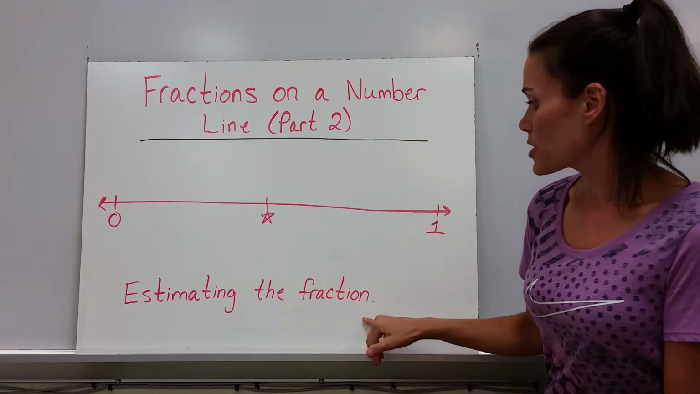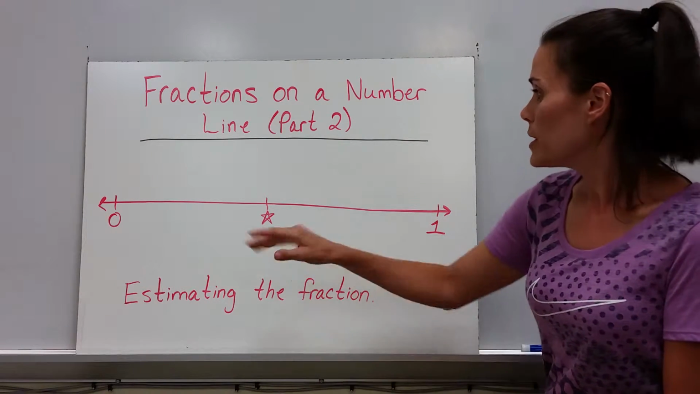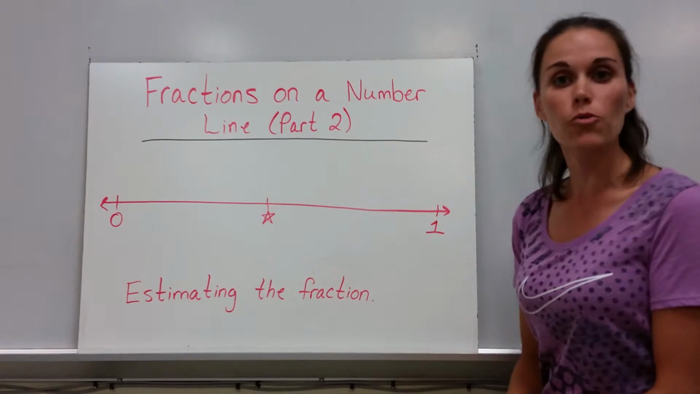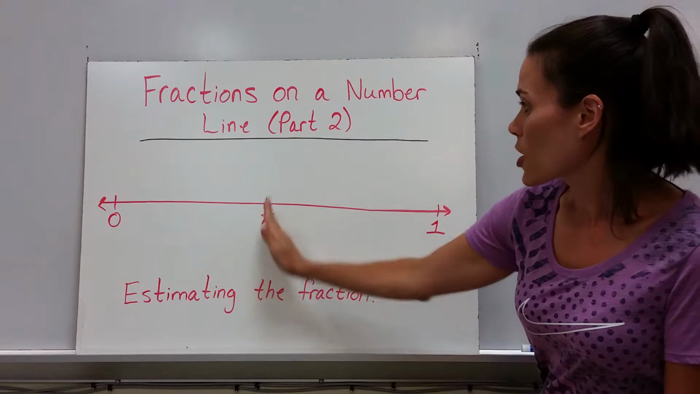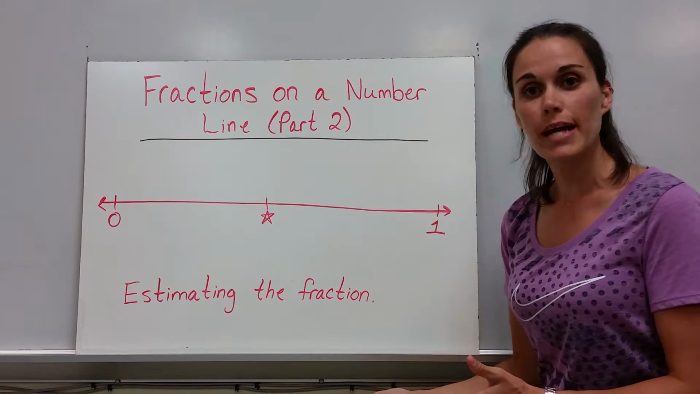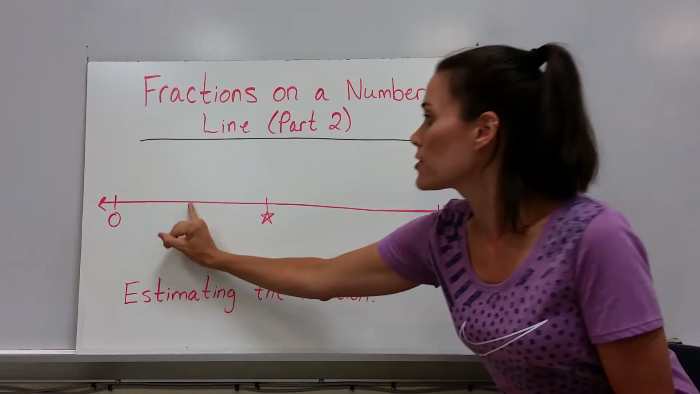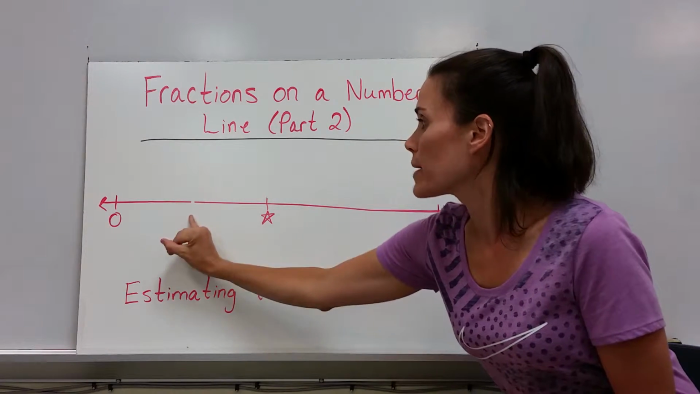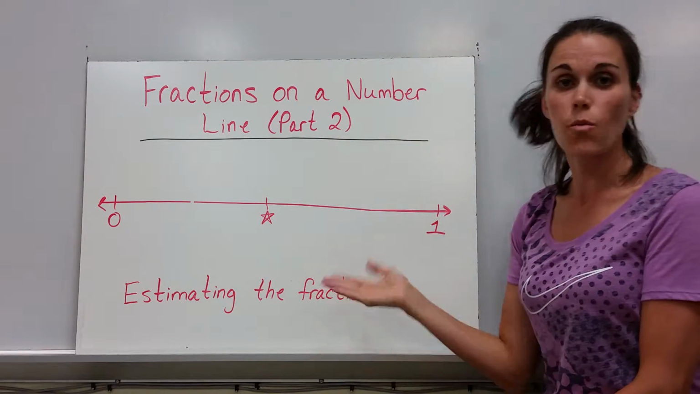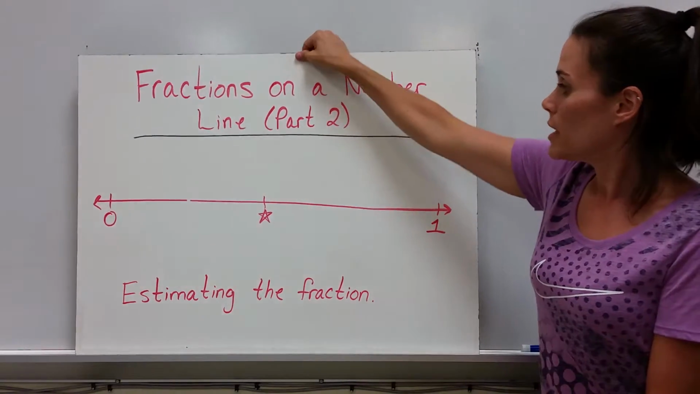So the first one is just estimating where the fraction is located. We see this is between 0 and 1, so we know it's less than a whole number. And we've got the star right in the middle. Because that's right in the middle, that's a pretty easy one. We're going to estimate that it's about half. But even if it were here, then we might estimate about 1/4 because it's right in the middle of 0 and half. But this is one thing that you could see with fractions on the number line.